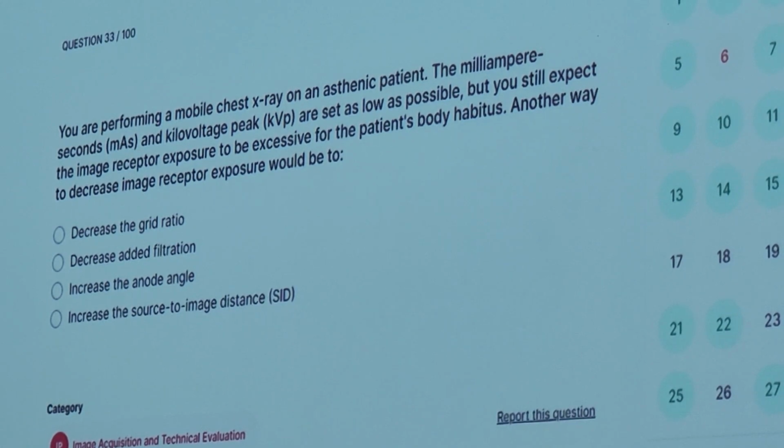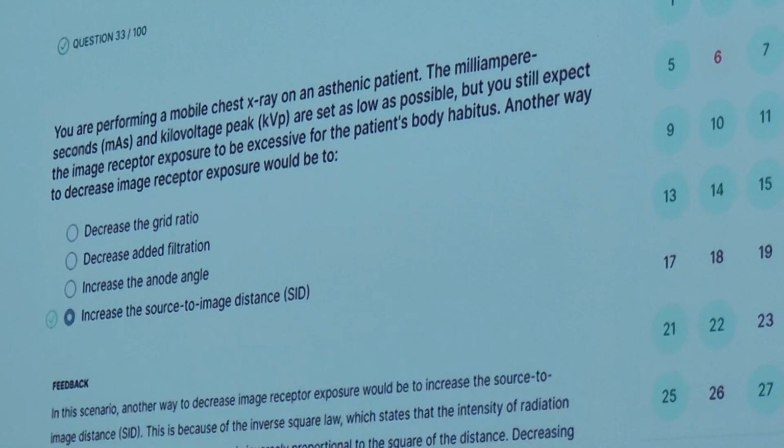You're performing a mobile chest x-ray on an aesthetic patient. The milliampere seconds and kilovoltage are set as low as possible, but you still expect the image receptor exposure to be excessive for the patient's body habitus. Another way to decrease image receptor exposure would be to... So you think increasing the SID will decrease exposure. Why do you think that? Because it's further. So what law? The inverse square law, very good. So if we increase the distance, we will decrease exposure. Great job.